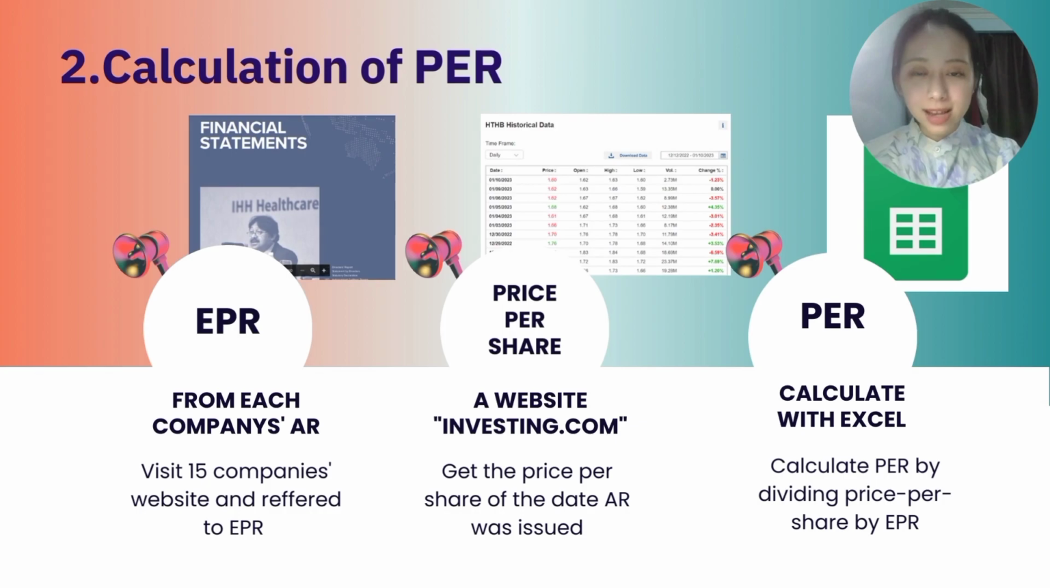This is how I calculated PER. At first, I got EPR by visiting all companies' website and I referred to annual report. And for price per share, I visited a website called Investing.com and I found the price per share of the date annual report was issued. And then finally, I calculated the PER by using Excel.